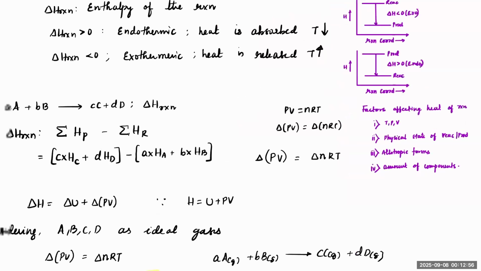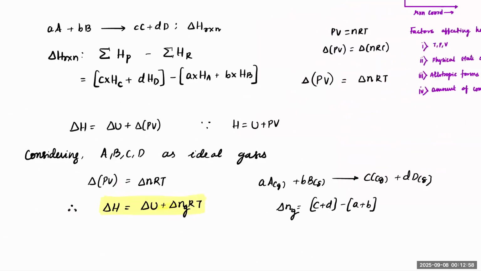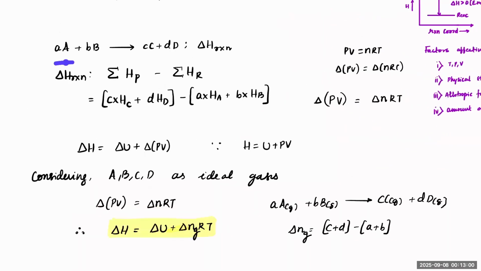Next. If at all we have a chemical reaction like A plus B giving C plus D, and the heat evolved is called delta H of the reaction, then this delta H of the reaction by definition is the total amount of enthalpies of the products minus the total amount of enthalpies of the reactants. This is the way you can write it down. Clear? So this is what we call delta H of the reaction. Okay?